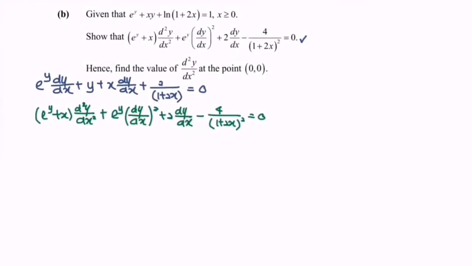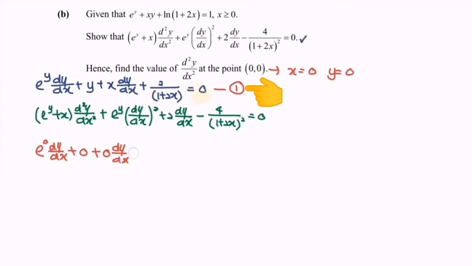So now we are going to focus on the second part, meaning that we are going to find the value of the second derivative at the point (0, 0). Given the information, we have x and y equal to 0. Now kindly substitute into the first equation in order to find the value of dy/dx. If we substitute, we will have e^0 dy/dx plus 0 plus 0 multiplied with dy/dx plus 2 over 1 plus 0 equals 0. Rewrite it, so we will have dy/dx plus 2 equals 0, meaning that our first derivative, or the gradient, will be equal to negative 2.